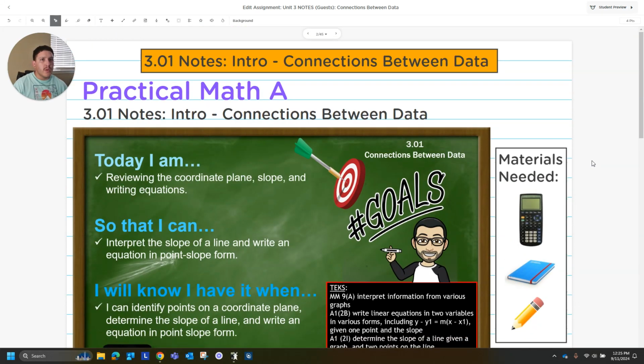This is section 3.01 from Unit 3 Notes, Intro, Connections Between Data.